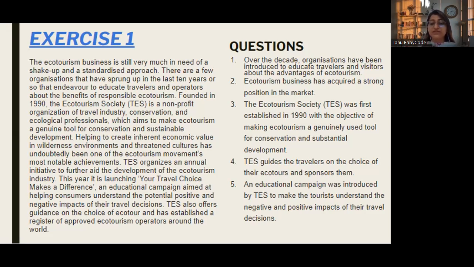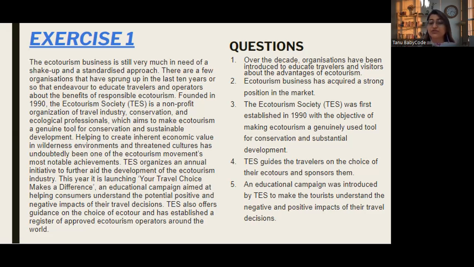So the statement is that it does not sponsor, though the answer is no, because there is a contradictory statement here. It does not sponsor, it only guides, right? So it only offers guidance on the choice of eco tools for travelers. However, it does not sponsor, so the answer is no.